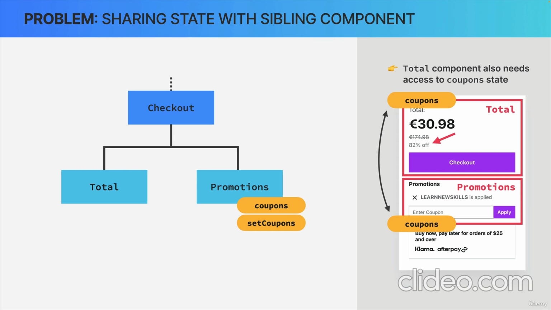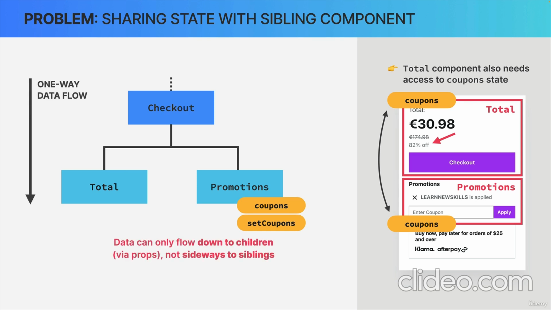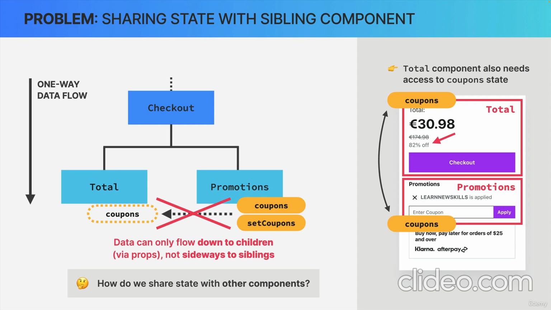Because in React, we have one-way data flow. So data can only flow down from parents to children, but not sideways to sibling components. Therefore, we cannot simply pass the coupons data as props to the total component. That's just not possible. And so we need a way of sharing state with other components that are further up or sideways in the component tree.